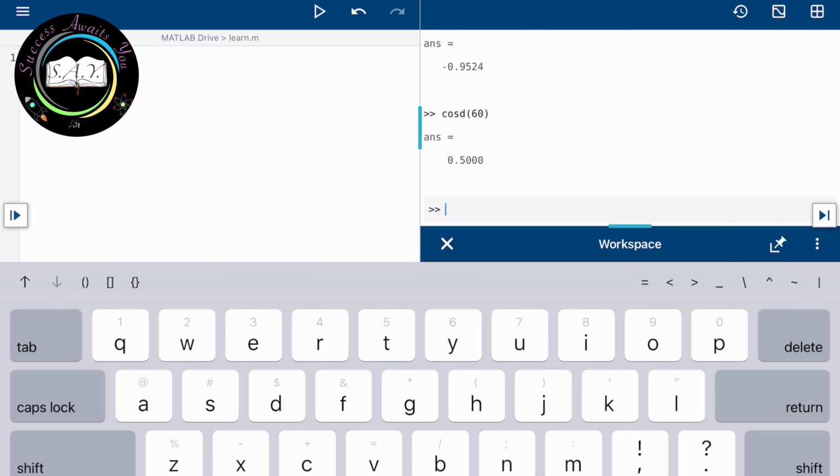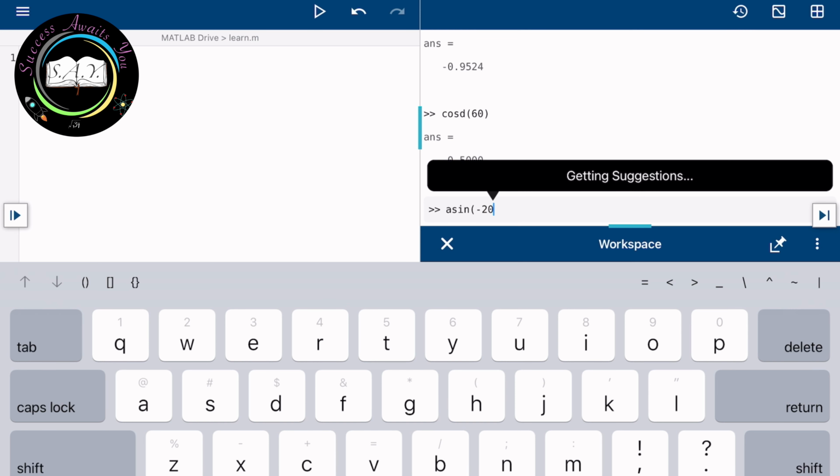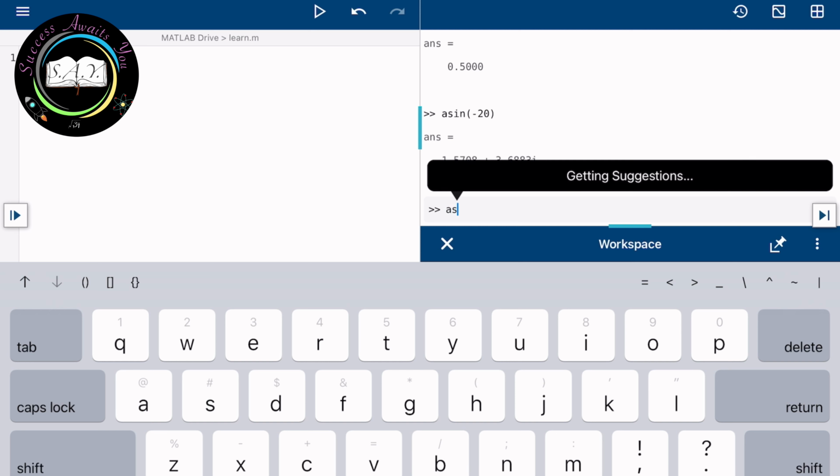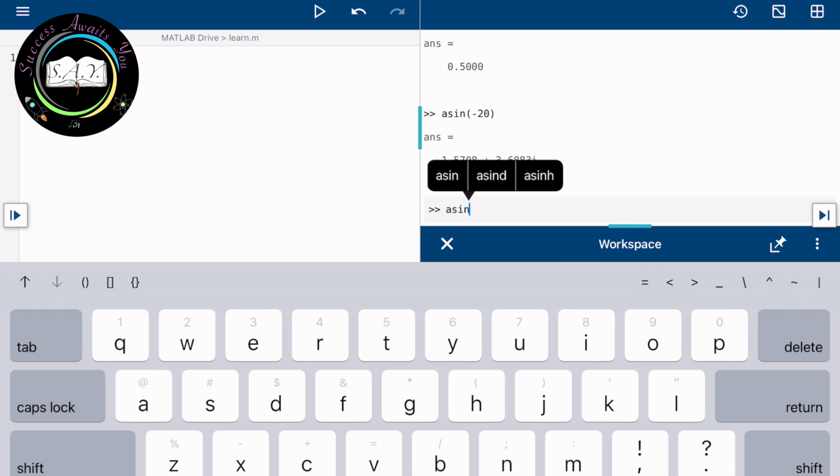The second thing we'll learn today is how to use the inverse of an identity. In the inverse case, we just have to use an a at the start of the trigonometric identity, that is, asin. Let's see some examples to understand the concept better. Here, we will use the same concept of using d, because, as we learnt previously, the default unit of MATLAB is radians. Let's see these examples.